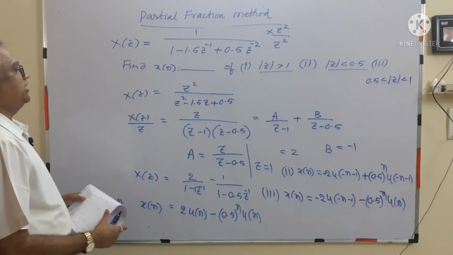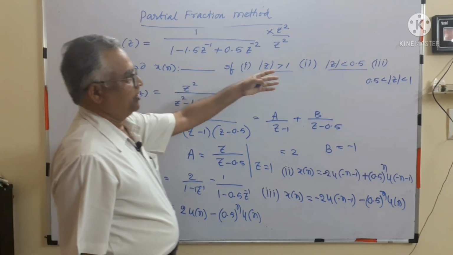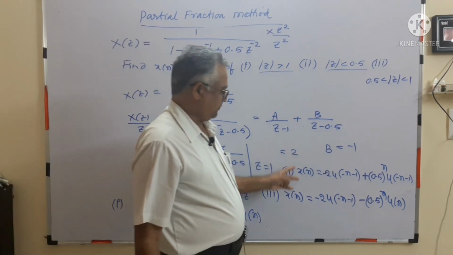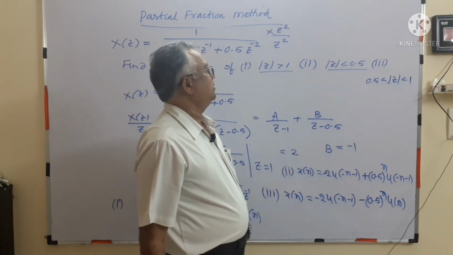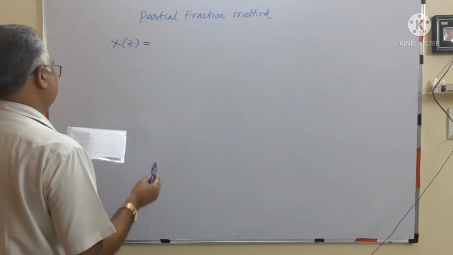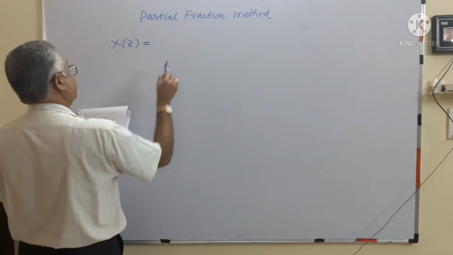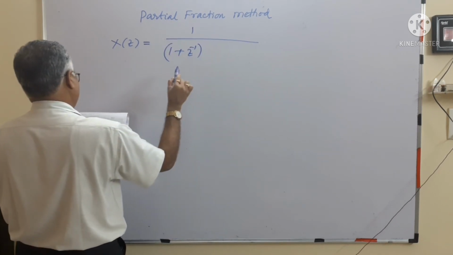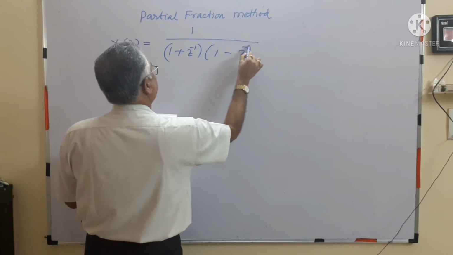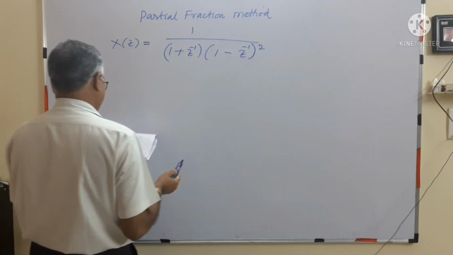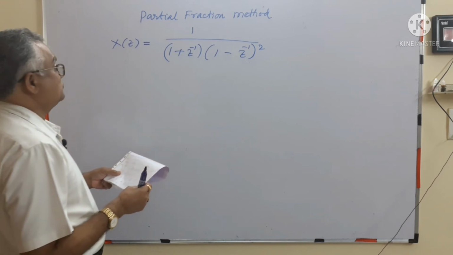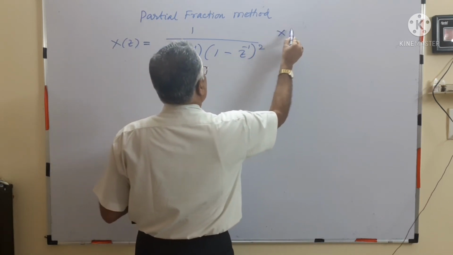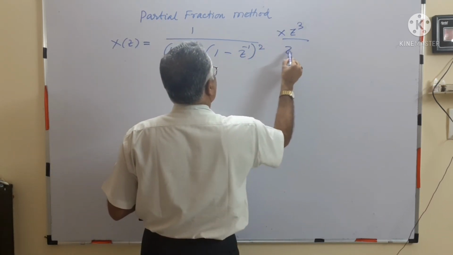So this is the best model to understand if it is greater than 1, less than 0.5, or in between, how to find X of n. First case both right, second case both left, here one left, one right. Depending on the ROC, you should know how to write. Another problem, X of z is 1 by 1 plus z inverse, 1 minus z inverse square. So here denominator power is 3. So multiply with z power 3, divide with z power 3.